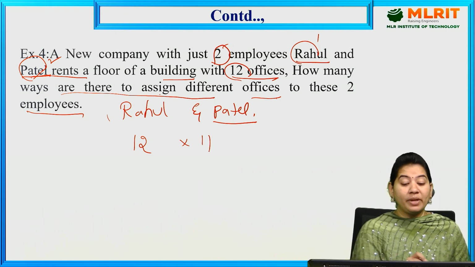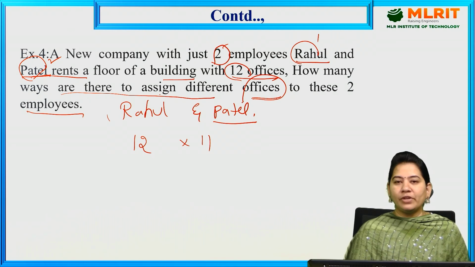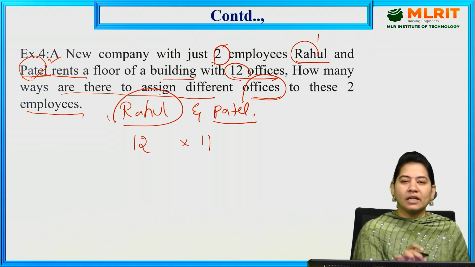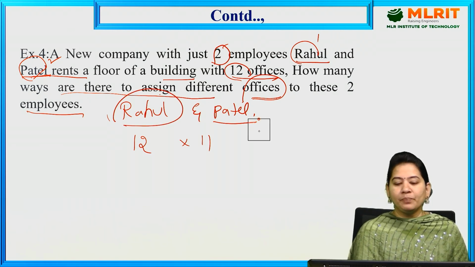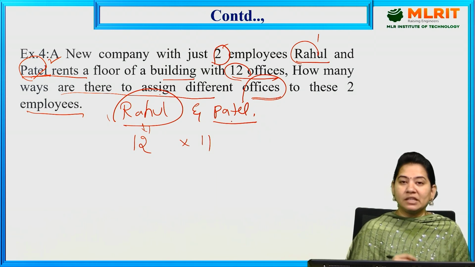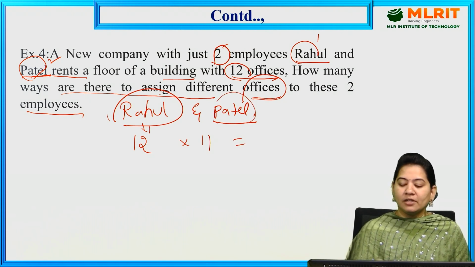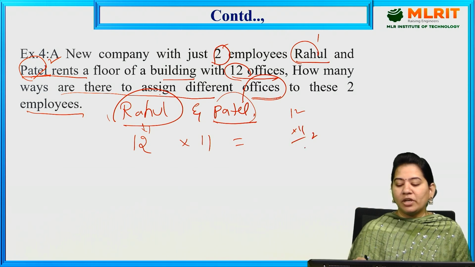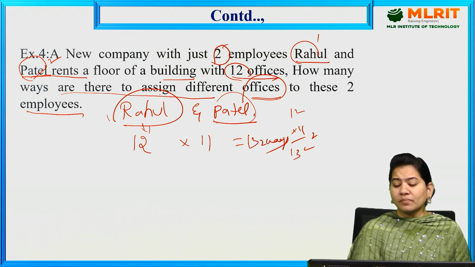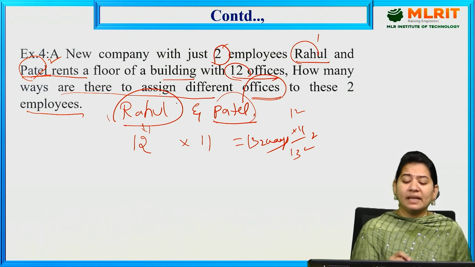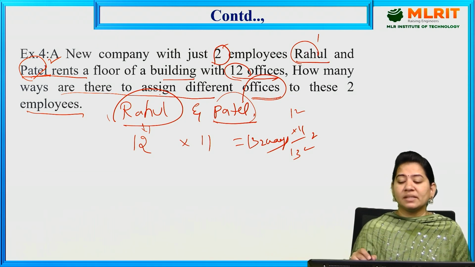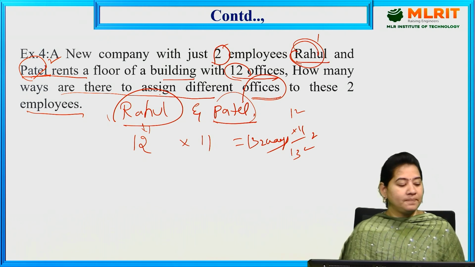How many ways are there to assign different offices? Obviously, if one office is assigned to Rahul, that office should not be assigned to Patel. So for the first person we have 12 ways, and for the second person, once that office is removed, you'll have 11 choices. So 12 into 11. What is the answer? 11 2s are 22, 11 1s are 11, so 132 ways. That means I can assign different offices to these 2 persons, Rahul and Patel, in 132 ways.